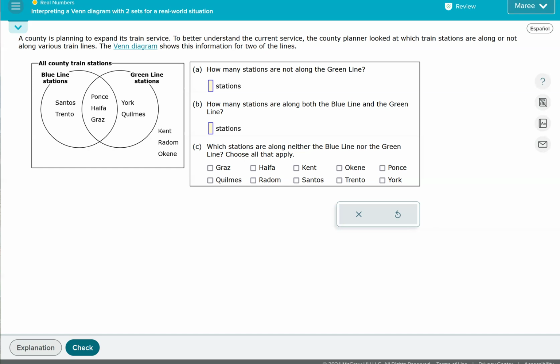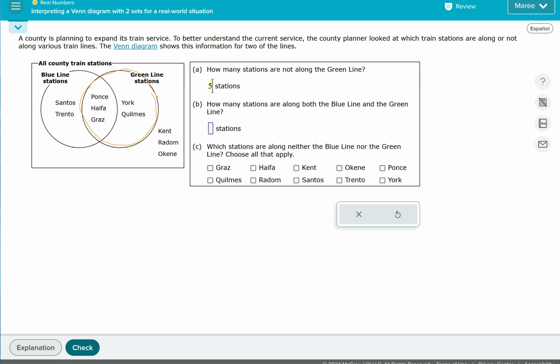So how many stations are not along the green line? So we look at the circle that is green line station. Okay, so we're going to look at this. We want all the ones that are not in that circle. Actually, we don't want them. We want to count them up. So we have Santos and Trento, that's 2, and then we have 3, Kent, Radom, and Okeen. So that's 5 altogether. So there's 5 stations that are not along the green line.